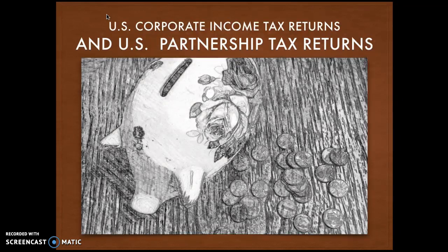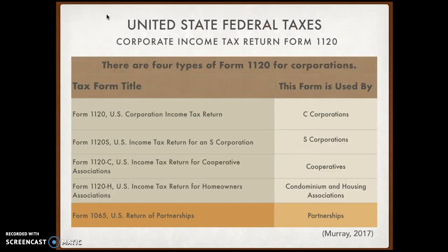We're going to move on to U.S. corporate income tax returns and U.S. partnership tax returns. The corporate income tax return form is Form 1120. There are 4 types of Form 1120 for corporations. Plain old Form 1120 is for C corporations. 1120S is for S corporations.